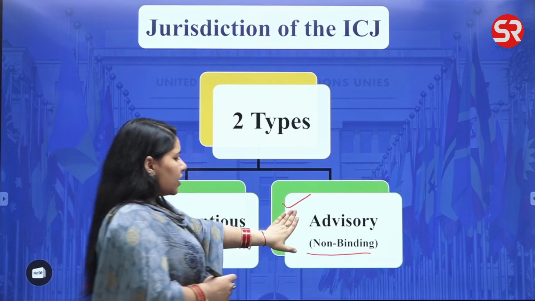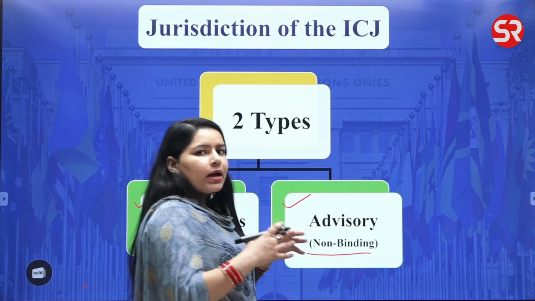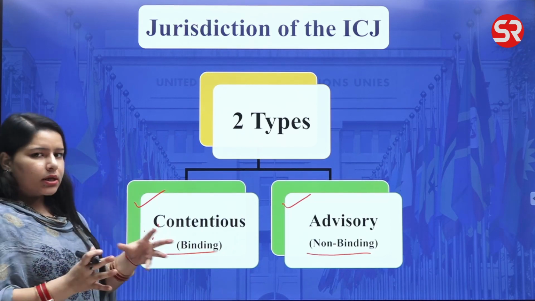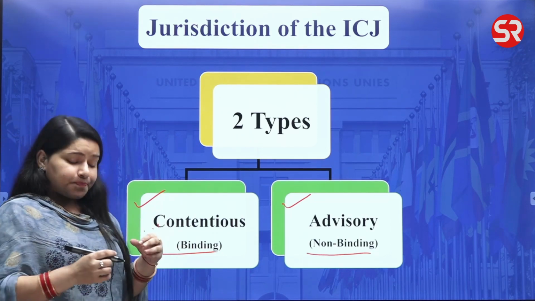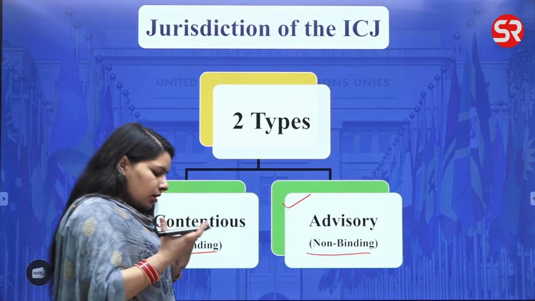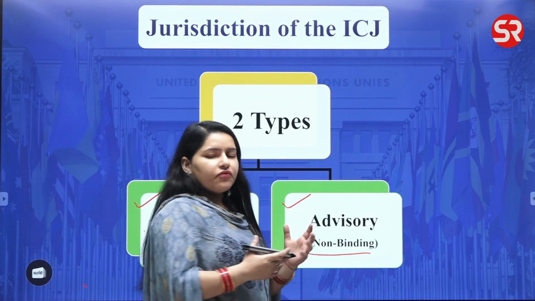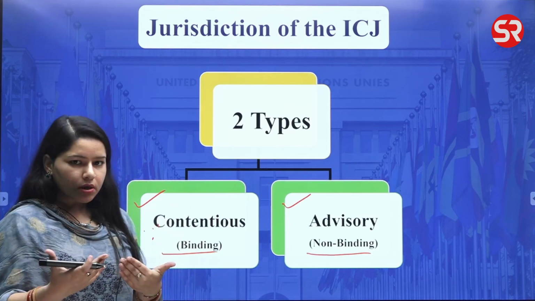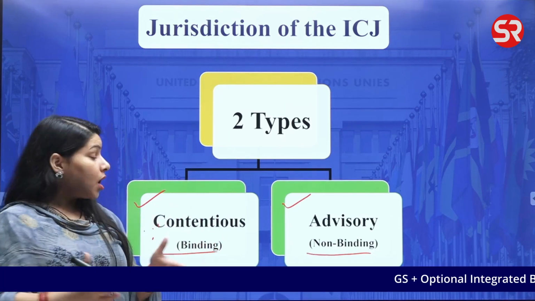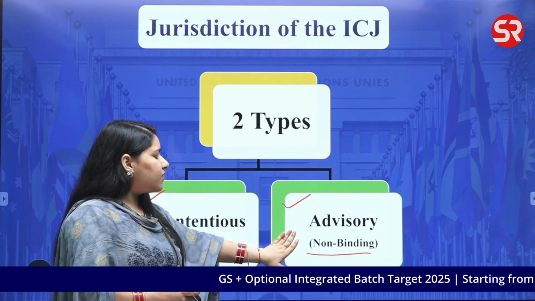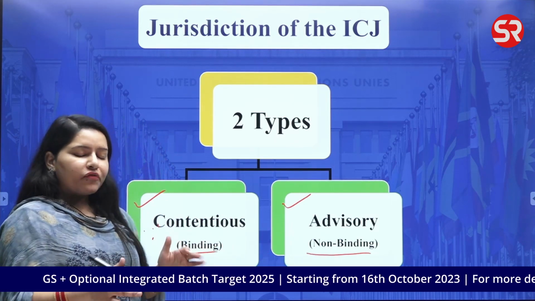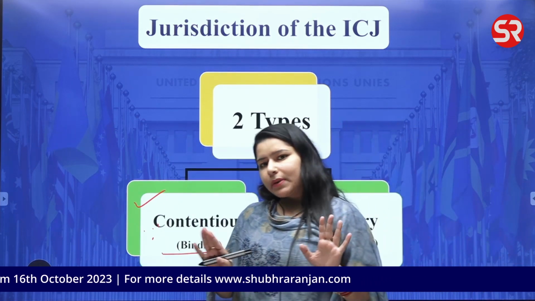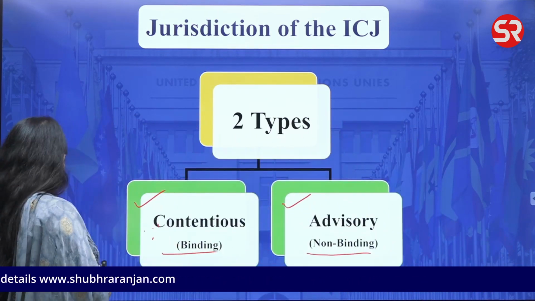But in case of advisory, it is non-binding. Advisory means the UN organs, countries, UN specialized agencies or other affiliated agencies go to the ICJ and ask for legal advice on how they can proceed further or what they should follow in a particular matter. In that case, the ICJ can give an advisory opinion, but it is non-binding. Whether that agency wants to follow it or not is up to that agency. But in case of a contentious matter, it is binding.